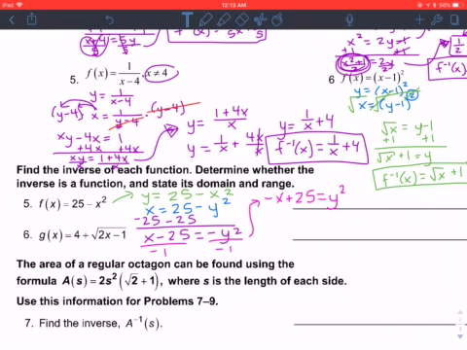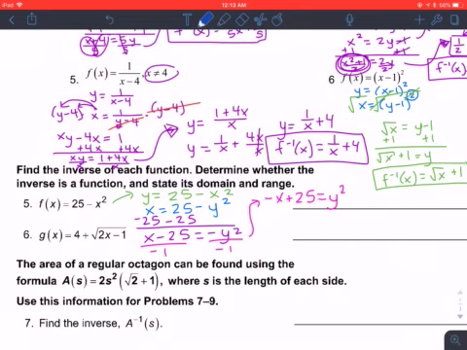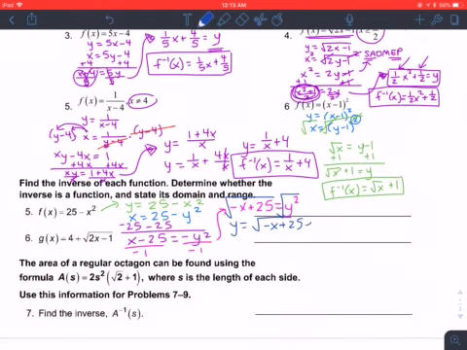And then we can take the square root of both sides. Alright, square root here, square root the entire side over here. So then we're left with y equals square root of negative x plus 25. And then we need to write that in function notation. So f to the negative 1 of x equals the square root of negative x plus 25. Alright, that's finding the inverse.